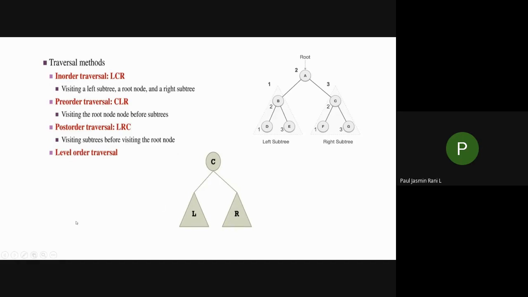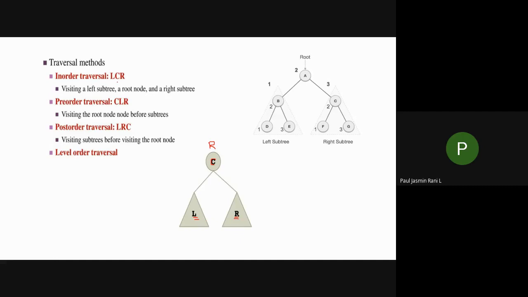So first let me show this diagram. In order to do this in-order traversal, you have to know what is left, right, and C. C is nothing but the parent node or your root node. Instead of using two R's, in order to differentiate right and root, here I have used C. C is your parent node or root node. L is left, R is right. So left, root that is C, next right. This is the representation.